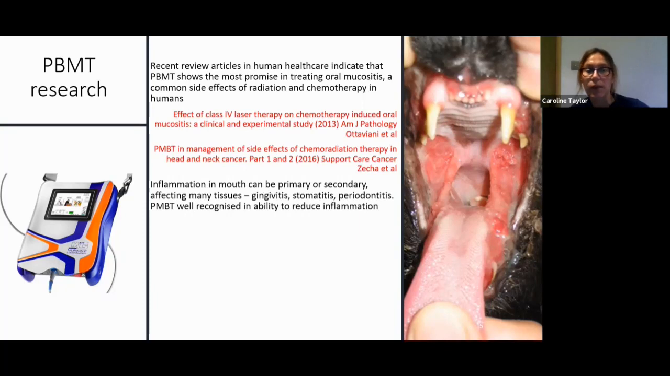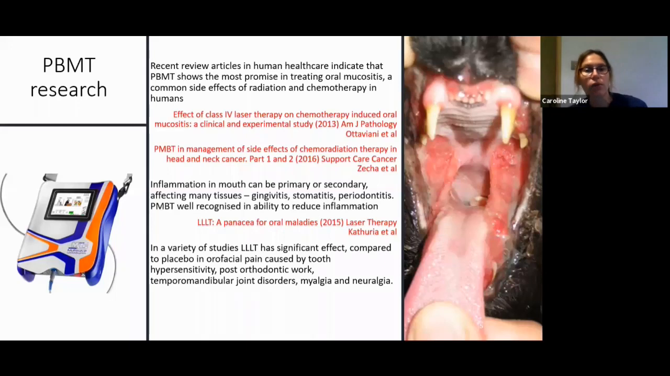Inflammation in the mouth, it can be primary or secondary to periodontal disease. It often affects many different tissues, the gingiva, the periodontal ligament. So laser is well recognised, and this is a human summary of how it can treat inflammation within the mouth.